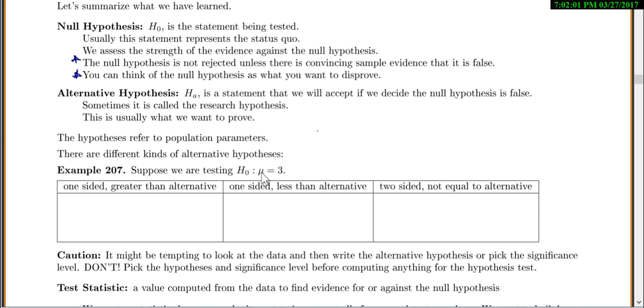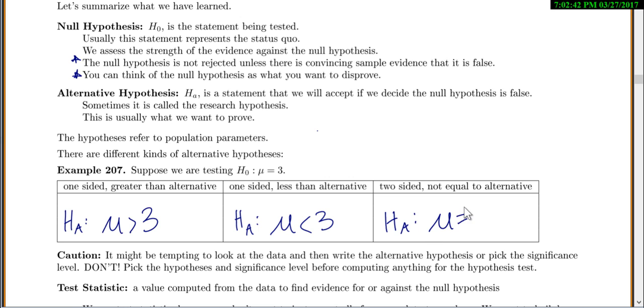So because we've been doing a lot of talking about our population mean, we did confidence intervals for population mean, it makes sense we're going to do hypothesis testing for population means. Now if you have a null hypothesis that your mean is equal to say 3, then there's 3 different alternative hypotheses you could do. The first 2 are one-sided. You could think that my mean is greater than 3. Or you might think that the mean is less than 3, or you might think that the mean is just not equal to 3.